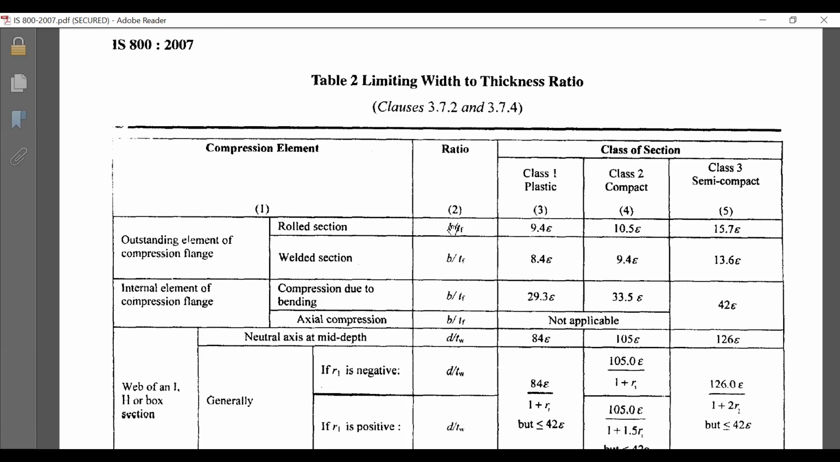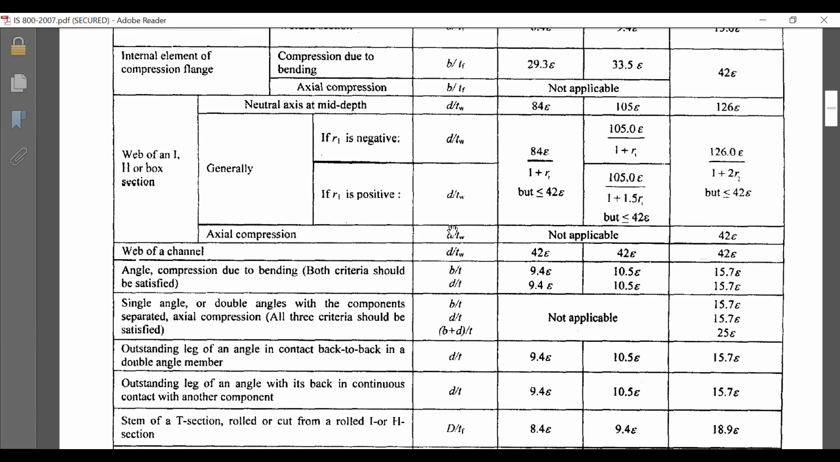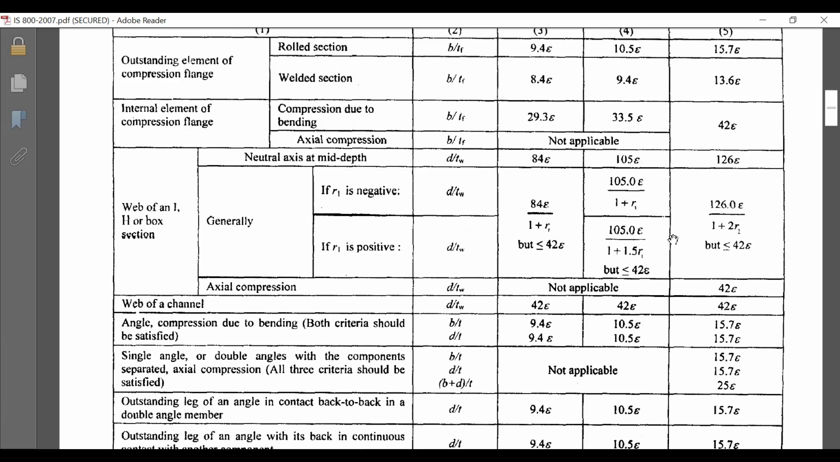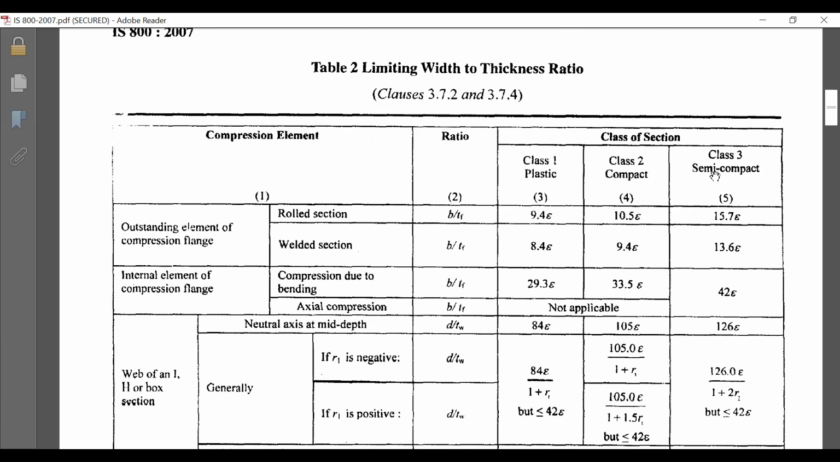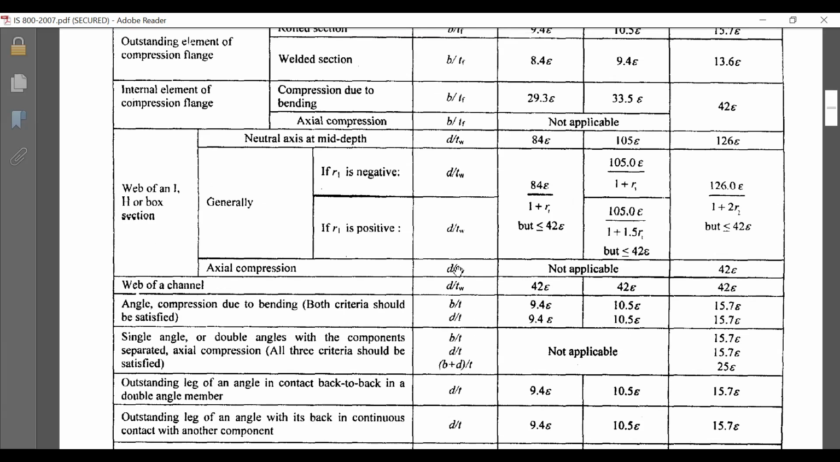We also have to look for d by tw. So what is the value of d by tw in axial compression? d by tw should be less than 42 epsilon. What is the value of d by tw which we have obtained? It is 36.42. So 36.42 is less than 42 epsilon. So it belongs to class 3 in both b by tf and d by tw.